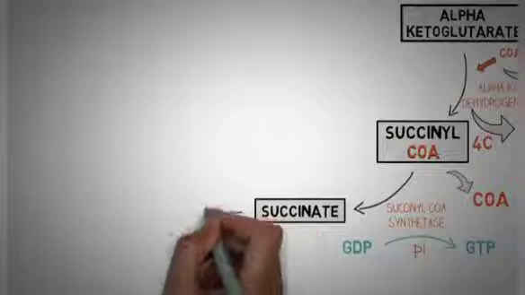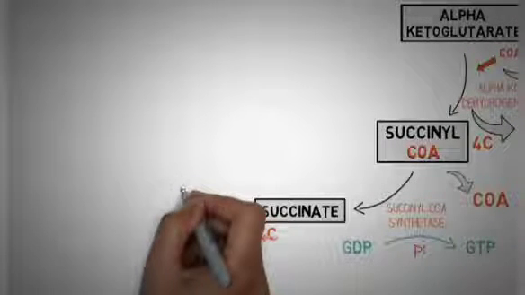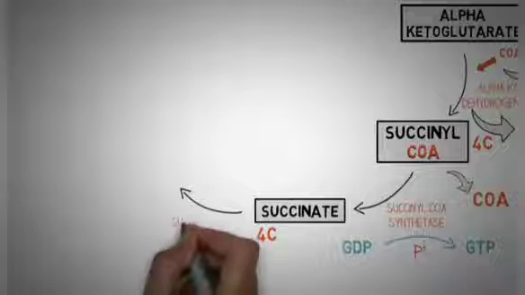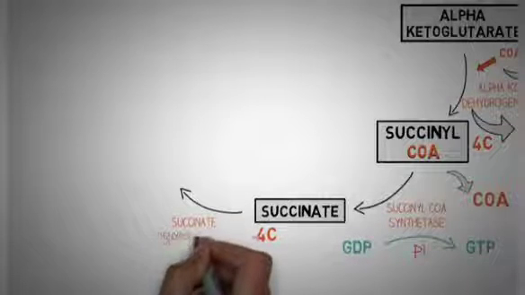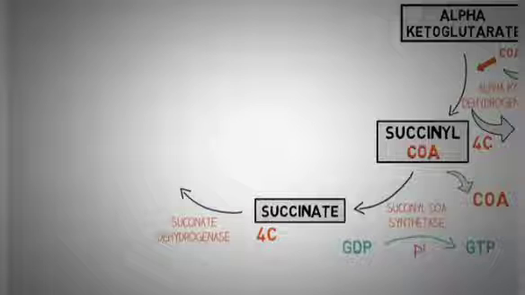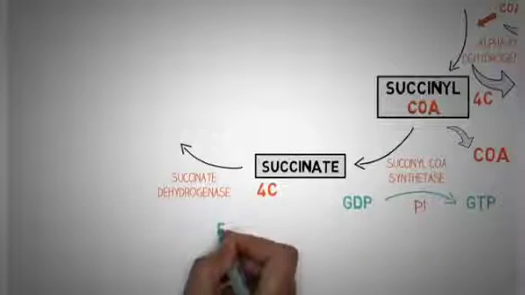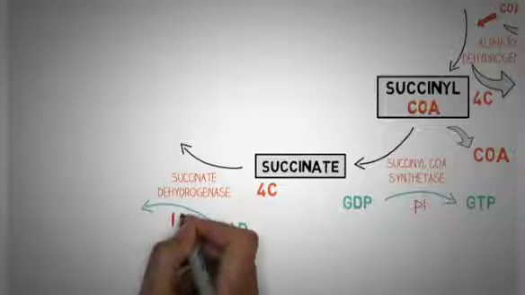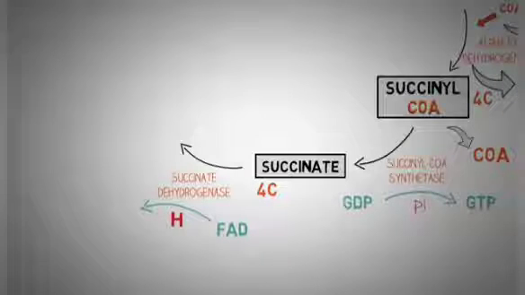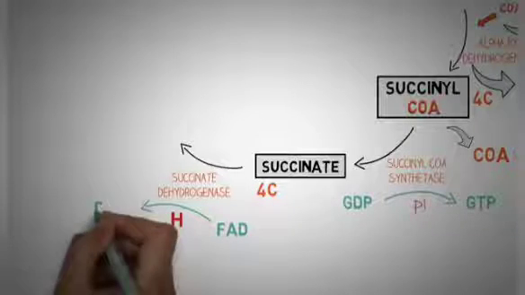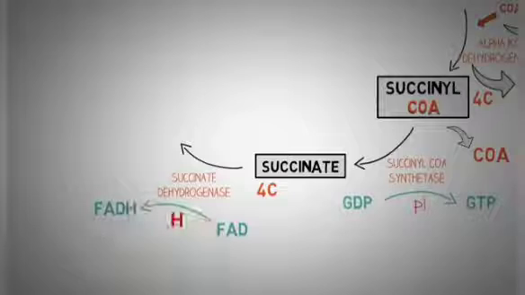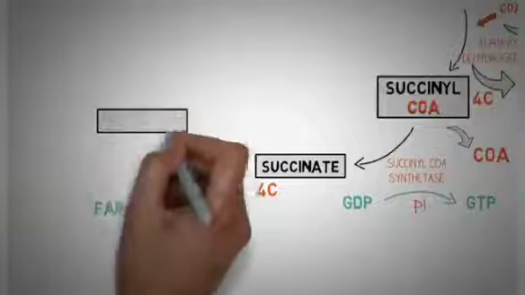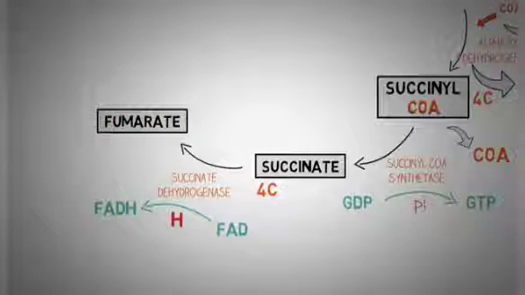Coming back to where we left the cycle. So we have succinate, which is a 4 carbon compound, and it is acted upon by the enzyme succinate dehydrogenase. As you can tell from its name, this enzyme is a dehydrogenase. So it removes hydrogen from succinate, and the hydrogen that is removed is accepted by flavin adenine dinucleotide or FAD. FAD is in turn converted to FADH, and the succinate gets converted to fumarate.